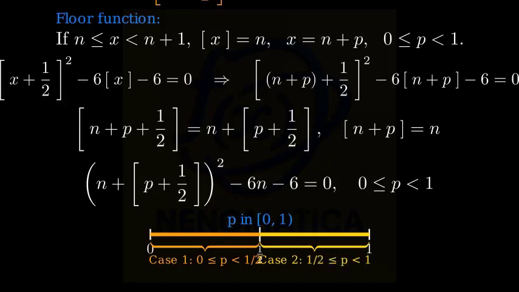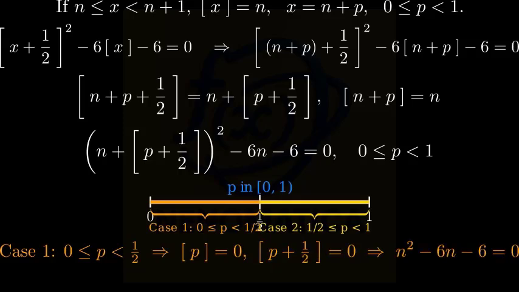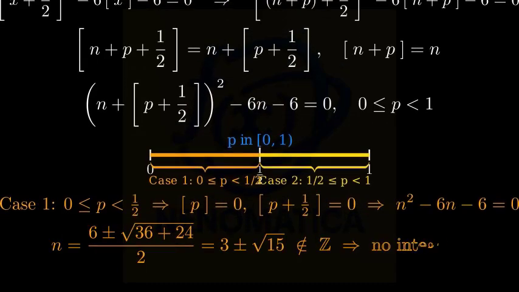Case 1, p between 0 and 1/2. Then the floor of p is 0, and the floor of p plus 1/2 is 0. The equation becomes n squared minus 6n minus 6 equals 0. Solving gives n equals 3 plus or minus the square root of 15, which is not an integer. Therefore, there are no solutions from case 1.